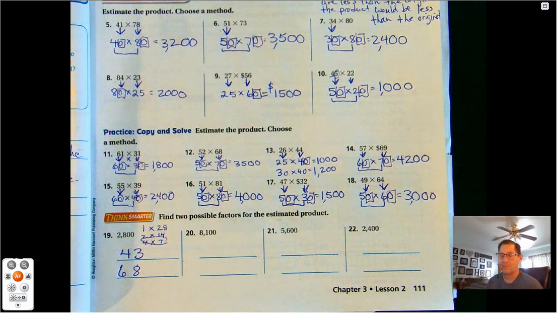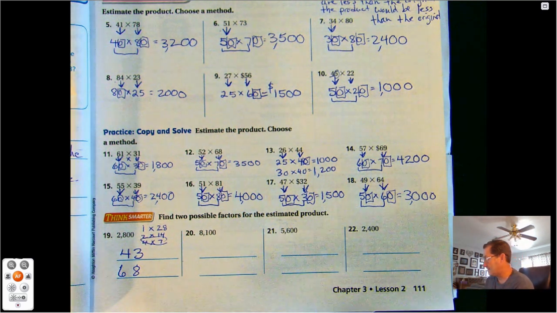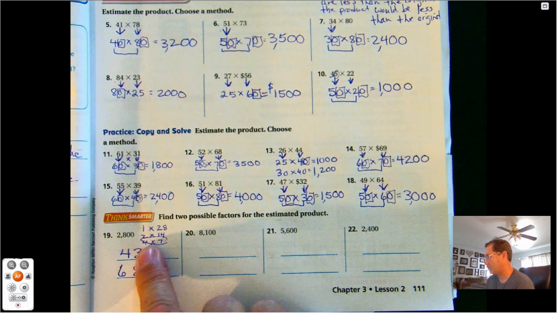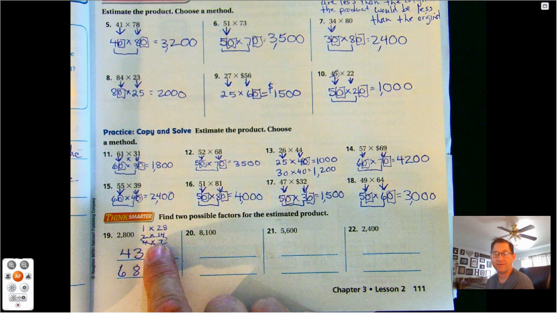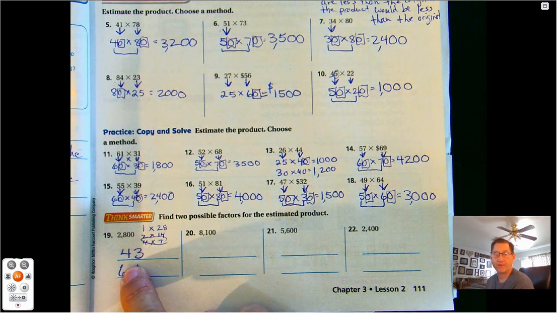Okay, so I just need both of these numbers to round to the correct value of the basic math fact. So 43 would become 40, 68 would become 70, 7 times 4, 28, and then the 2 zeros.